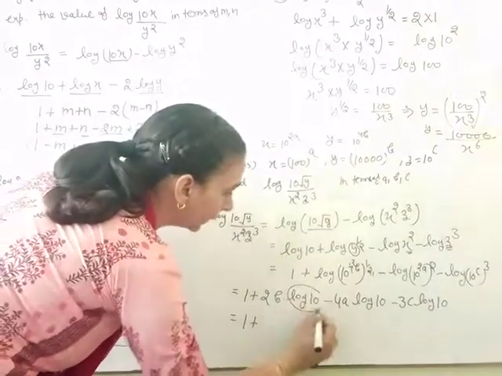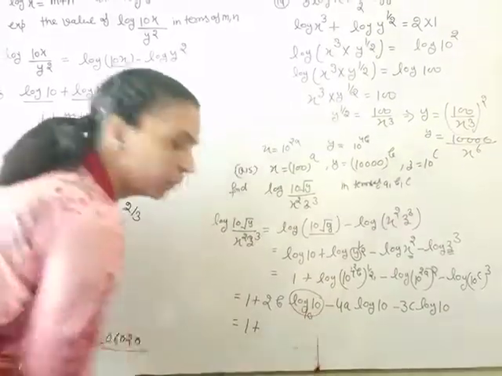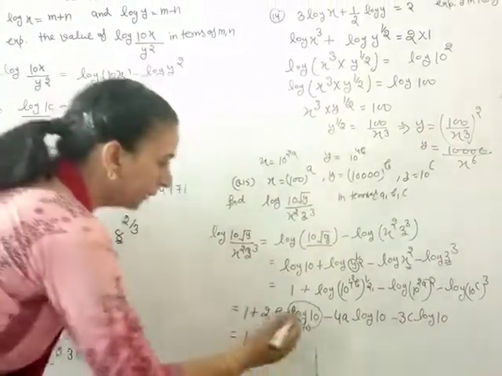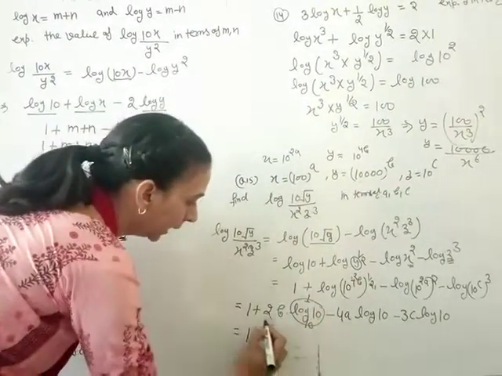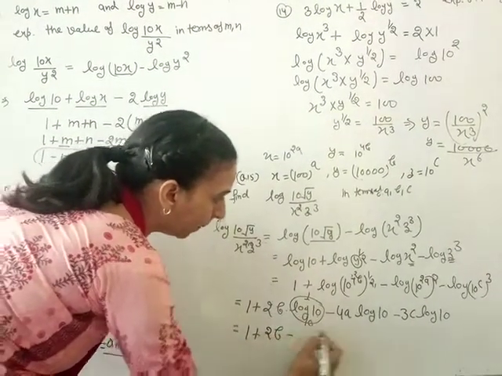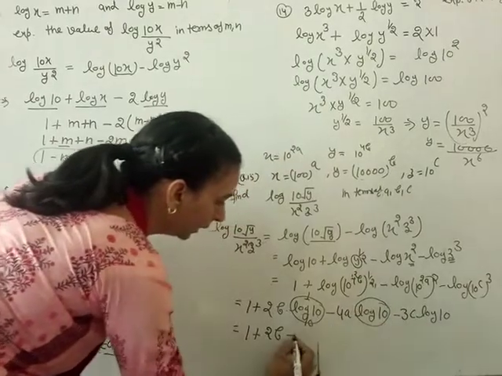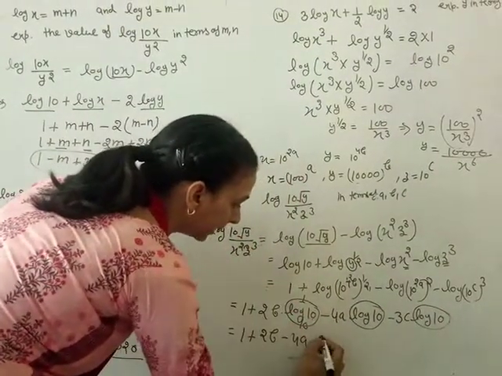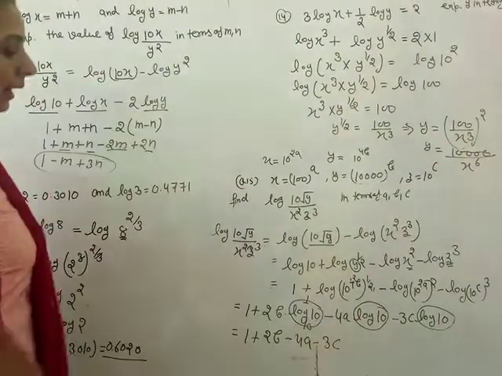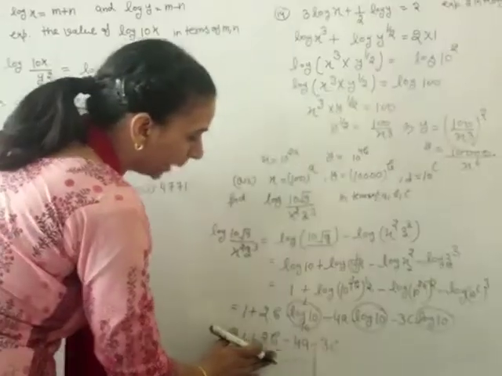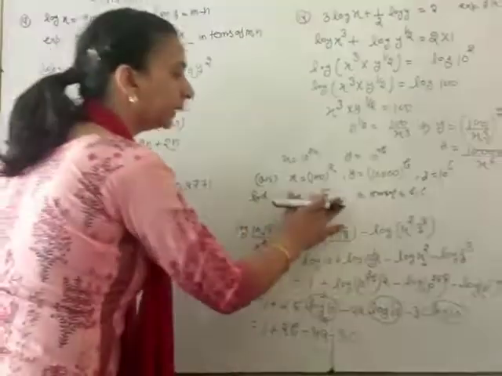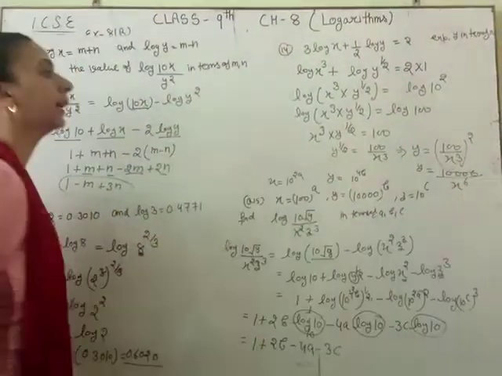Equal to 1 plus, student, log 10. If the base is not given, then the understood base is 10. Log 10 with base 10 equals 1, so we get only 2b, and minus 4a, and minus 3c. Then our answer is 1 plus 2b minus 4a minus 3c. This is the answer in the form of a, b and c.